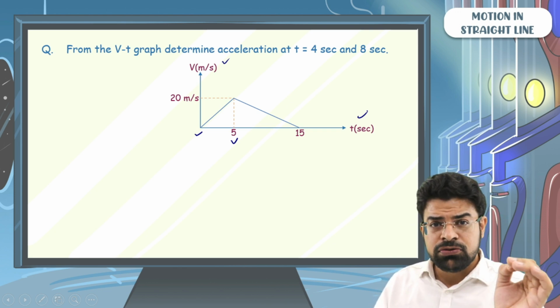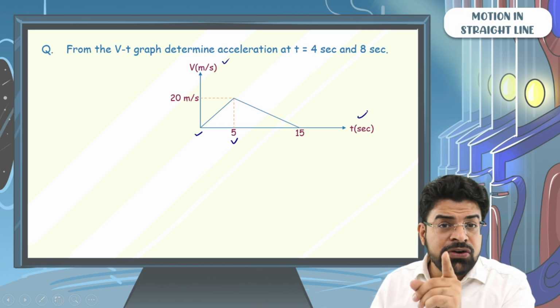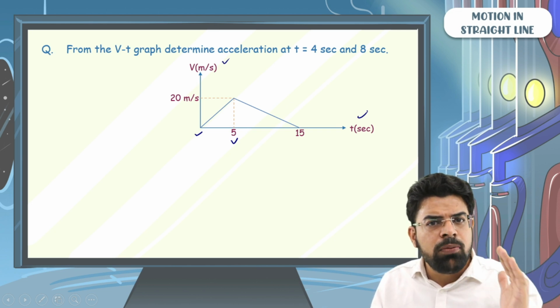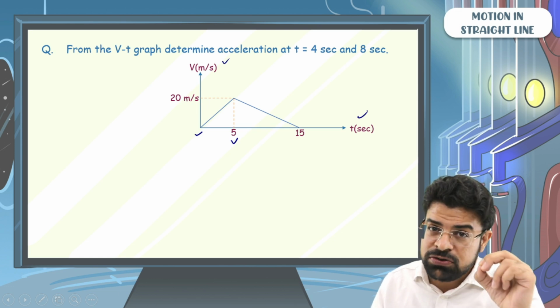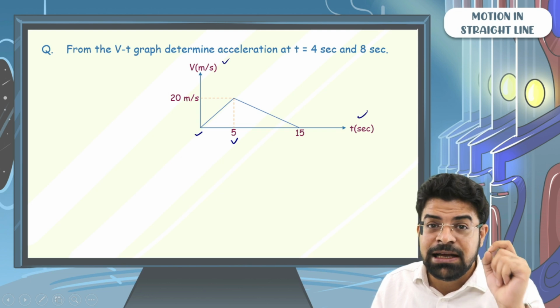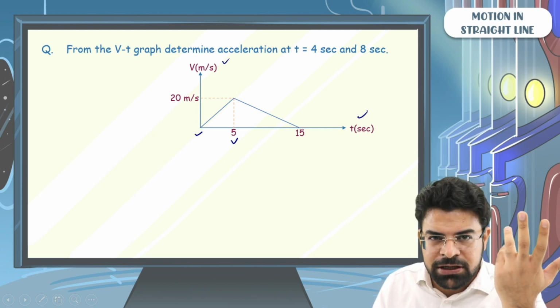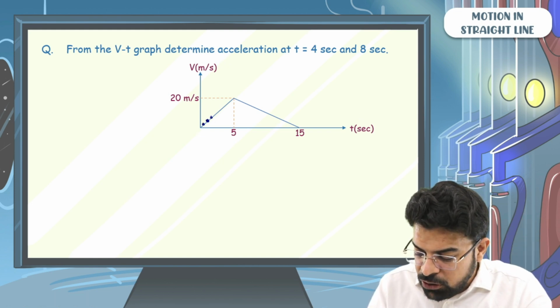If from time equals to 0 till time equals to 5, the slope of the graph increases, then the acceleration is increasing. If the slope of the graph decreases, then the acceleration is decreasing. If the slope of the graph is constant, then the acceleration is constant. So, sir, how to know whether the slope is increasing, decreasing, or constant? So, better see. Think of multiple points on this graph from time equals to 0 till time equals to 5.